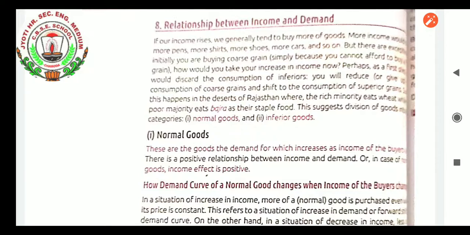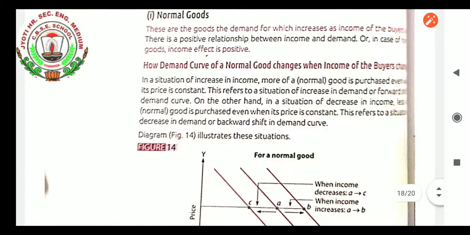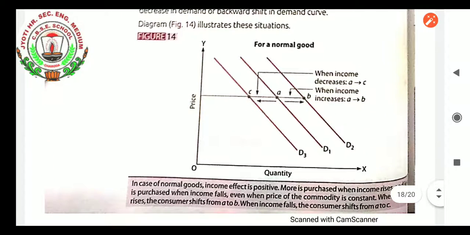Normal goods, let us see, are the goods the demand for which increases as income of the buyer increases. There is a positive relationship between income and demand, or in case of normal goods, income effect is positive. How does the demand curve of a normal good change when income of the buyer changes? In a situation of increase in income, more of a normal good is purchased even when price is constant. This refers to a situation of increase in demand or forward shift of demand curve. On the other hand, in the situation of decrease in income, less normal good is purchased even when its own price is constant. This refers to a situation of decrease in demand or backward shift in demand curve.